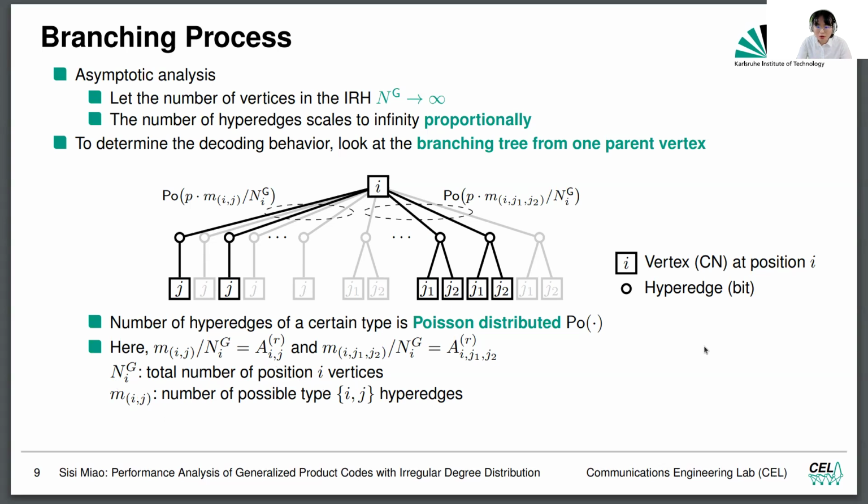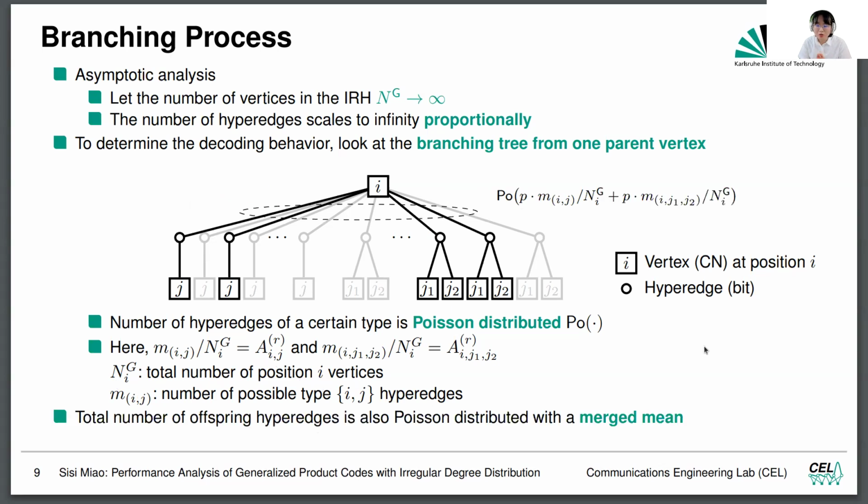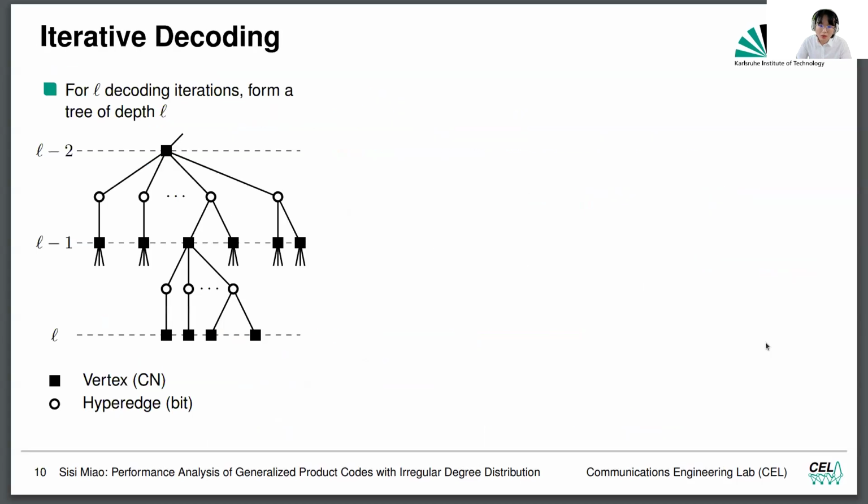Okay, so one last thing to obtain the overall distribution is we realize that we can add those two distributions together, because the Poisson distribution has a merging property. Then the total amount of hyperedges is just Poisson distributed, and we can simply add the mean values together. Okay, now we have calculated the distribution of the amount of hyperedges per check node, and essentially we can do it for any check node.